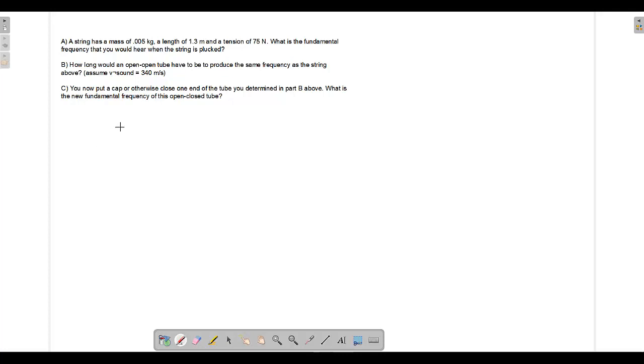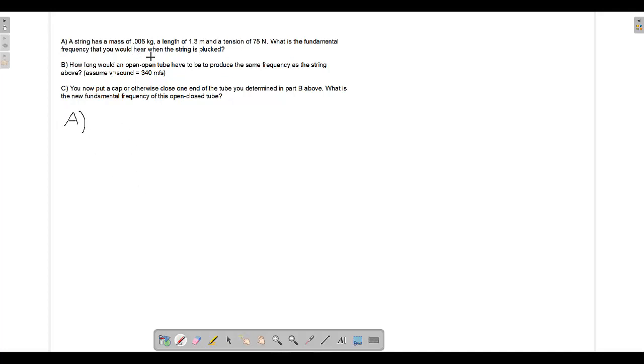Alright, so a string has a mass of 0.05 kilograms and a length of 1.3 meters. You'll notice that I put it in kilograms and meters for you already. That is me being nice. Don't expect that on the test. And a tension of 75 newtons. What is the fundamental frequency that you would hear when the string is plucked? Let's just start with A. We'll worry about B and C later.